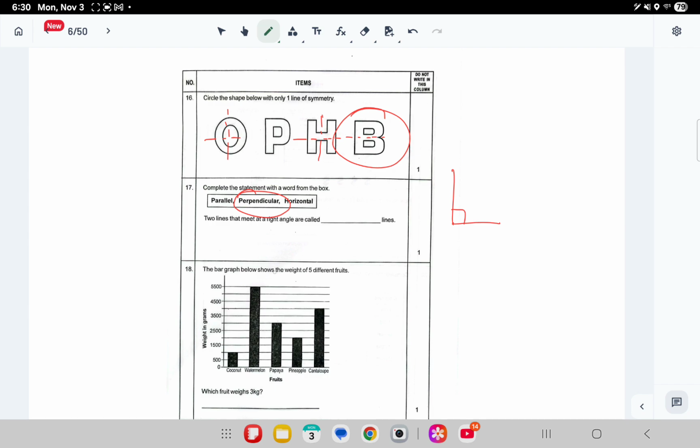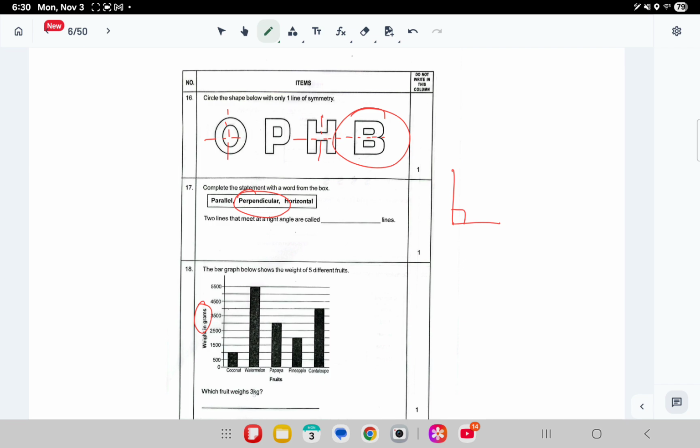Number 18, the bar graph below shows the weight of 5 different fruits. We have coconut, watermelon, papaya, pineapple, cantaloupe. So good. 1, 2, 3, 4, 5 different fruits and the different weights. The weight is in grams.